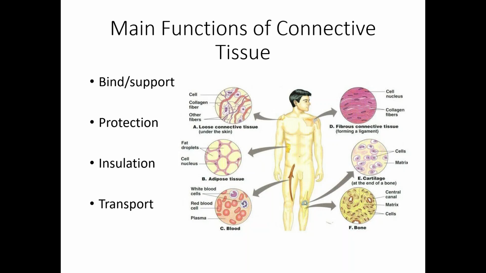We have some of these that are good for protection. We have some of them that are good for insulation, keeping your body warm, and then we have some that are even good for transportation. And so these are quite a bit different from each other, unlike epithelial tissue.